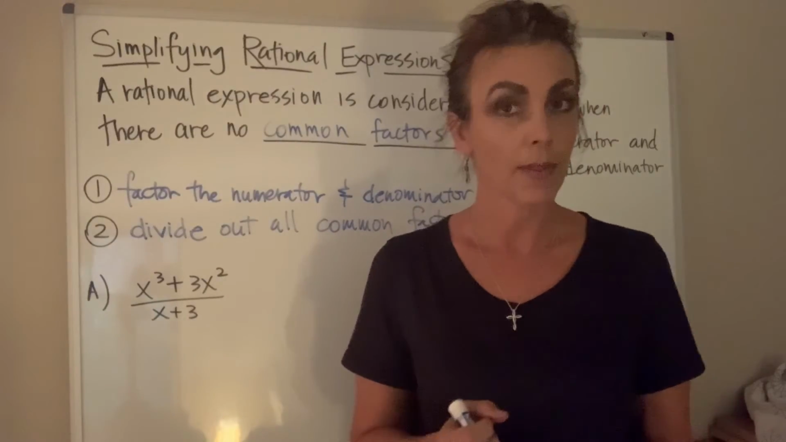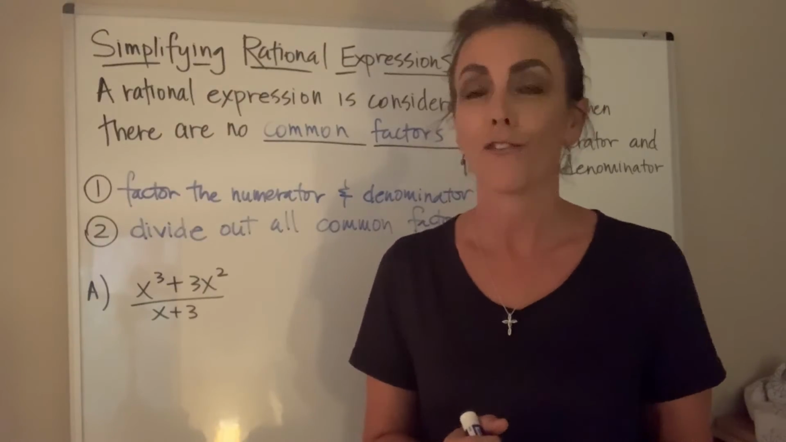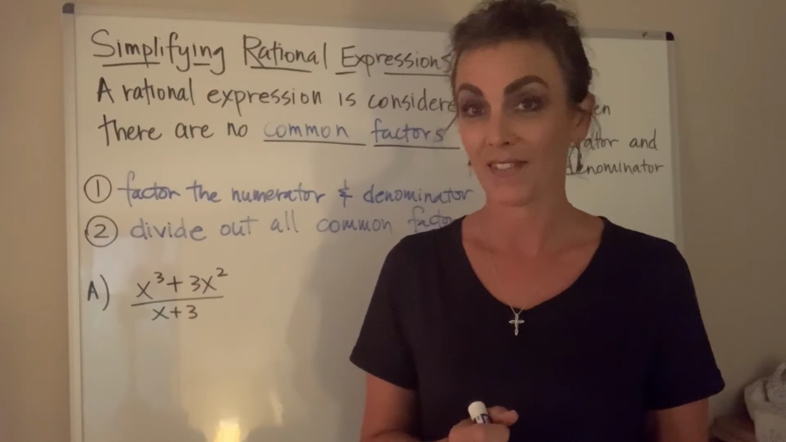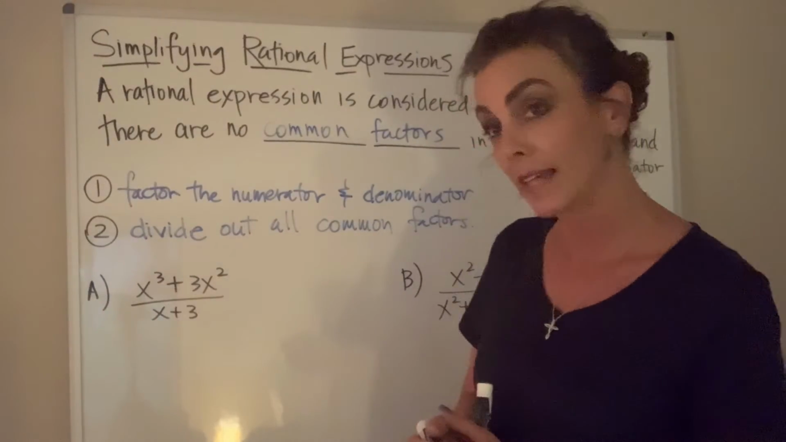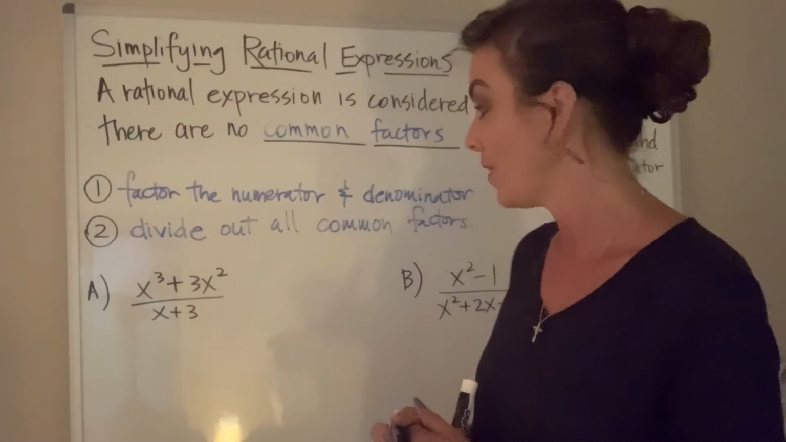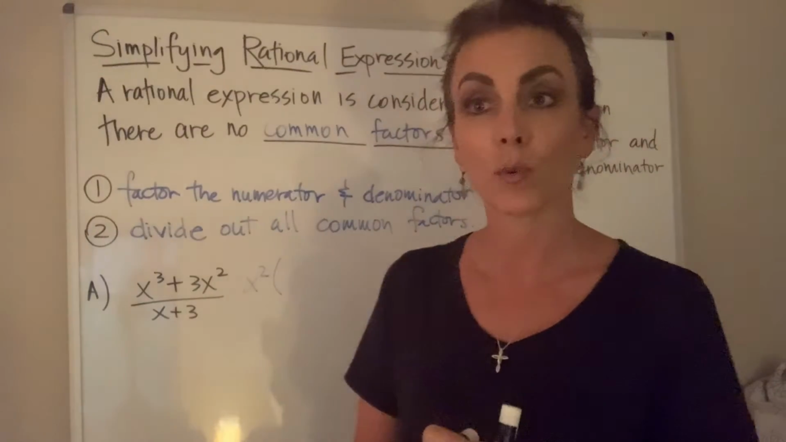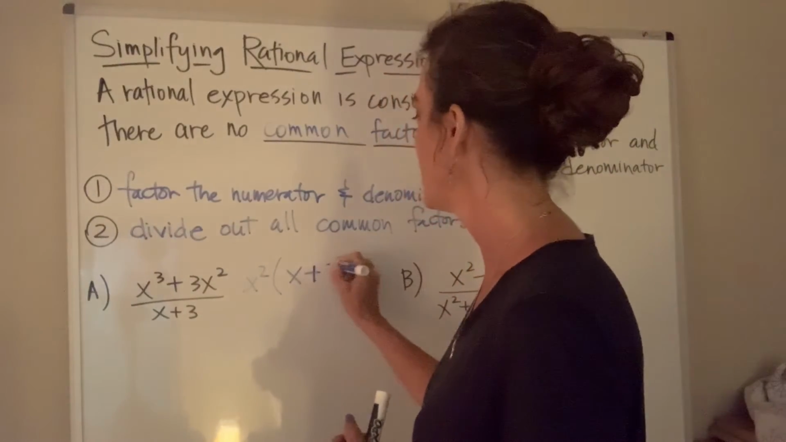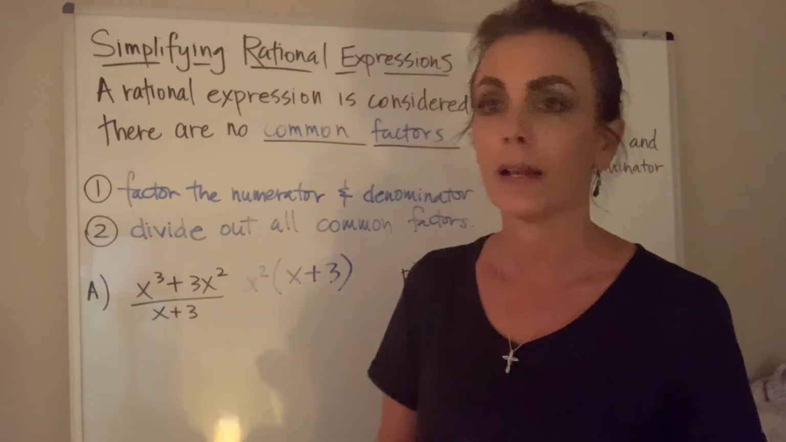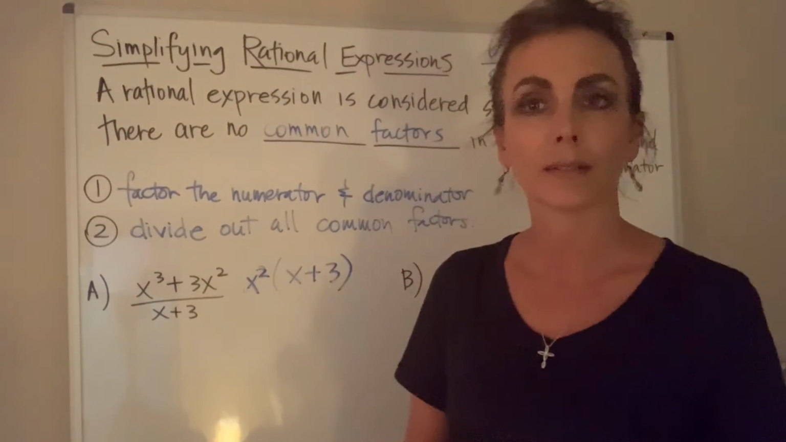Now, if you remember the cardinal rule of factoring, the very first thing you want to do is look for a GCF. Okay, and so if you're looking at just the numerator, do you see that we have a GCF? We have a GCF of x squared. So let's factor that out. This is x squared multiplied by x plus 3.